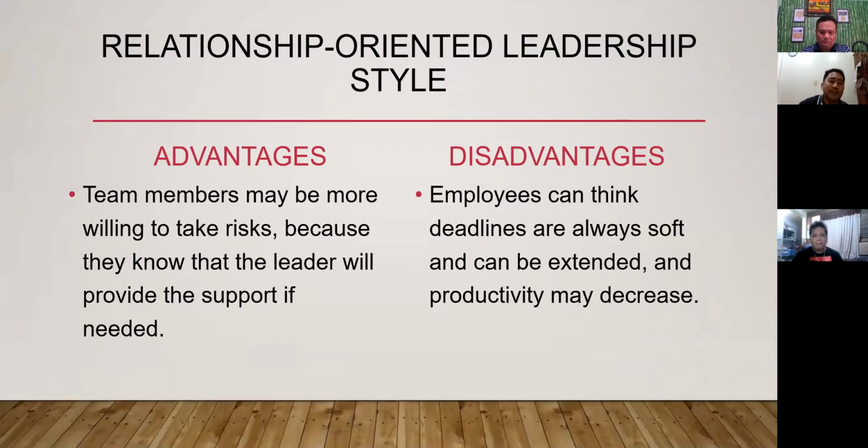Team members may be more willing to take risks. Ayan din ang isa sa magandang advantage ng relationship, being under relationship-oriented leadership. Yung team members mo, because meron kang na-establish na relationship sa kanila, may trust. And if you establish that trust, give the full trust. Talagang ibigay mo yung buong trust if you are a leader. At ang maganda po doon, team members may be more willing to take risks because they know that the leader will provide the support if needed.